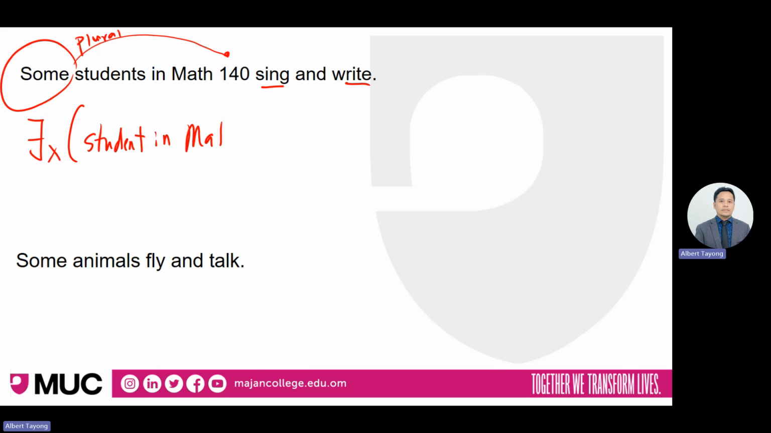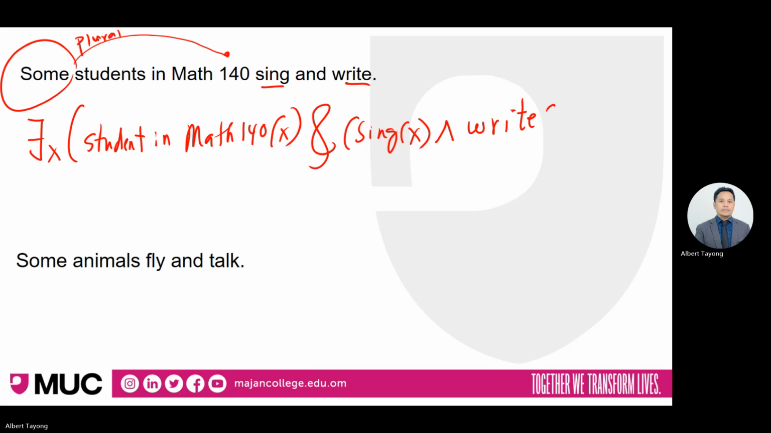In Math 140, X is our variable, and we write open and close X, then open and close X, then close this and close this towards the end. So that's the answer. So this is related here. Some animals fly and talk.